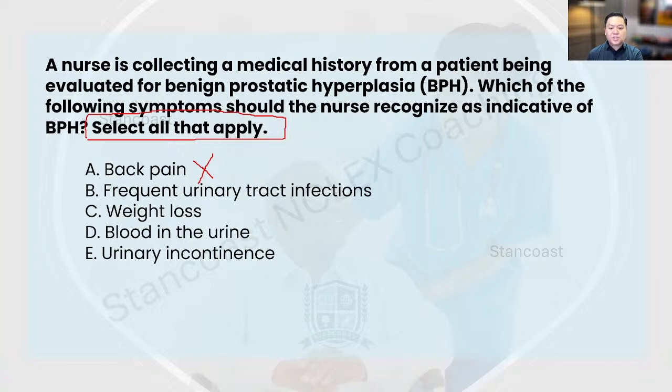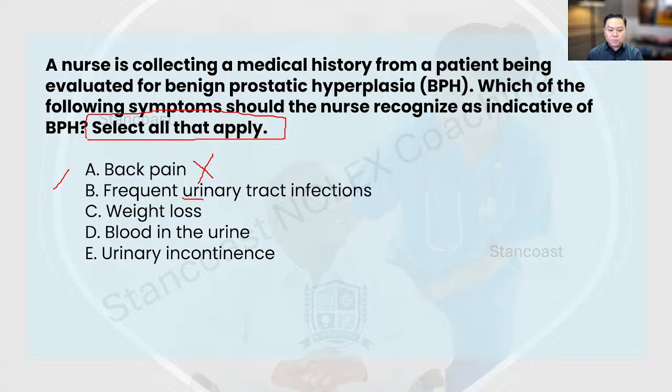What about letter B, frequent urinary tract infections? Well, BPH can actually cause urine retention, which can predispose them to developing UTIs. Yes, that's one of our correct answers.